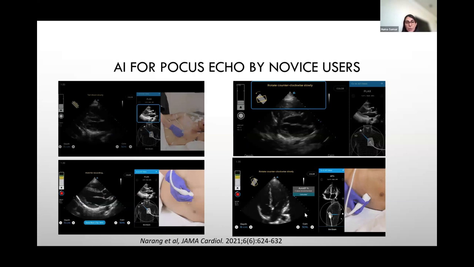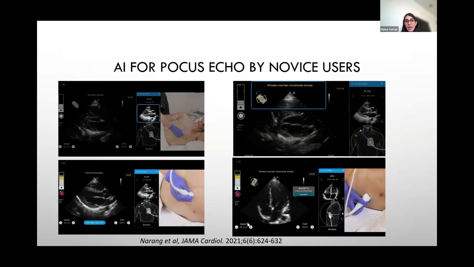So this, again, are pictures from that same article where you can see how it works. Once the human places a probe on the chest, the algorithm can determine what the target image is and then starts giving them step-by-step instructions on what to do. And when an adequate image is obtained, it automatically grabs and records a cine clip, and then moves on to give further instructions about the next image that needs to be obtained.